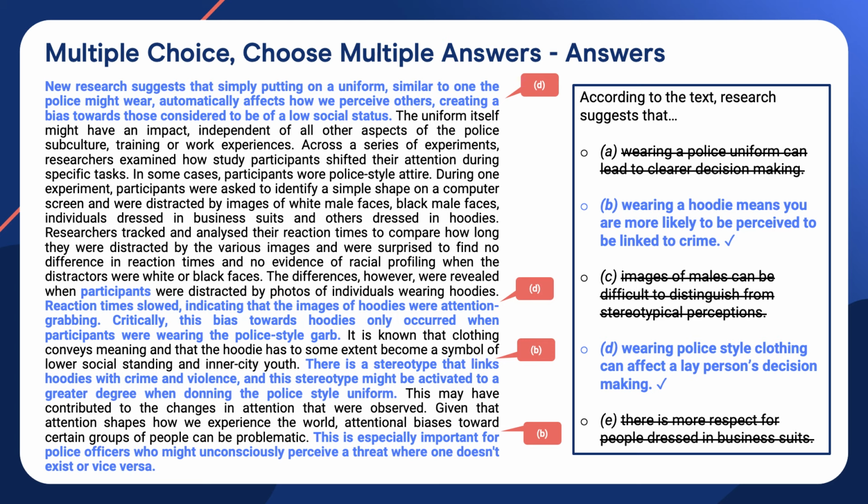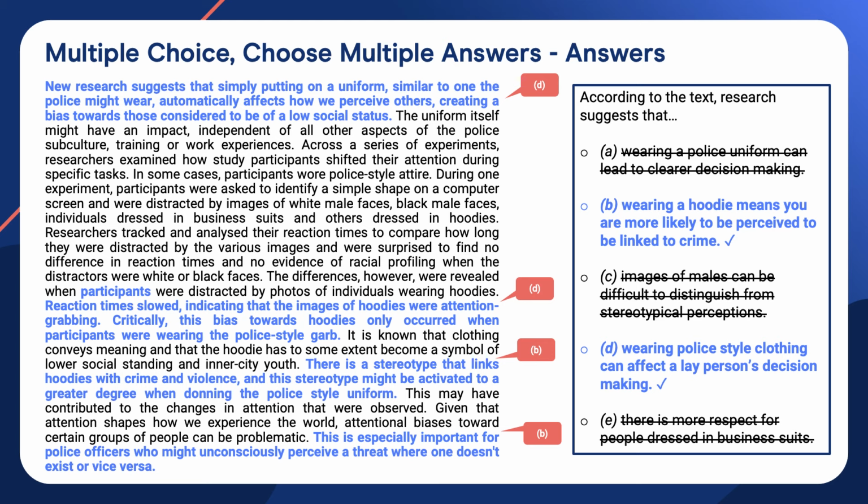The first part says, there is a stereotype that links hoodies with crime and violence, and this stereotype might be activated to a greater degree when donning the police-style uniform. And the second part says, this is especially important for police officers who might unconsciously perceive a threat where one doesn't exist, or vice versa. So hopefully you can see that the answer option kind of summarizes these two sentences.